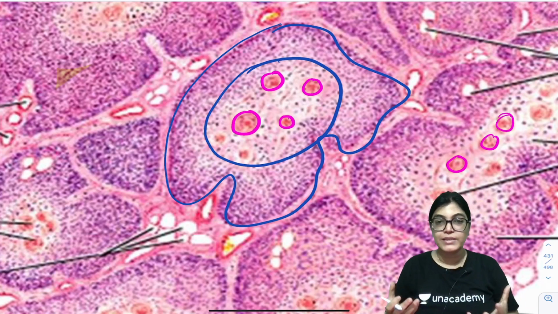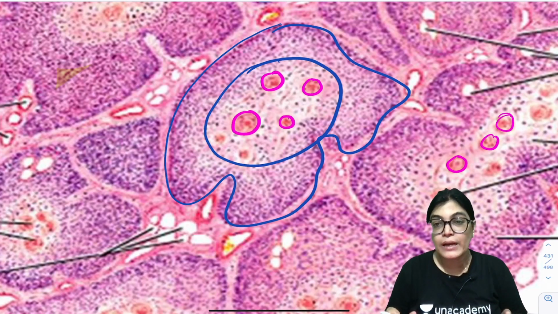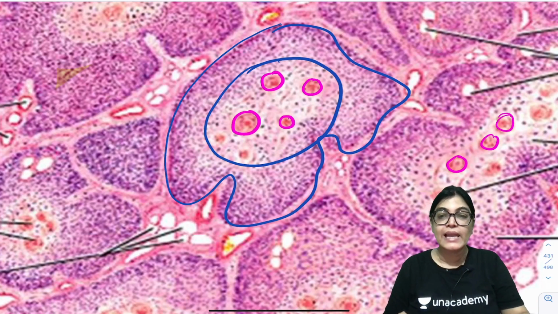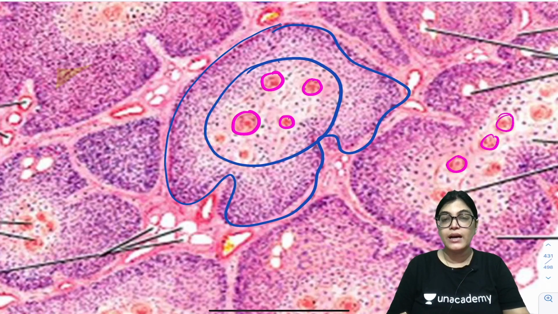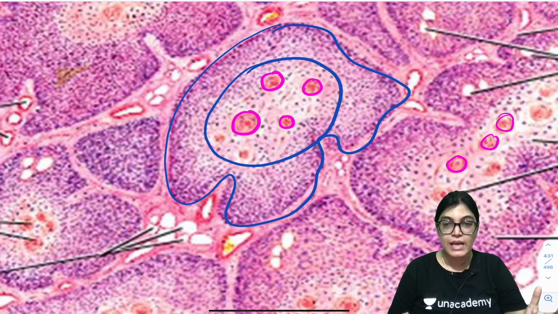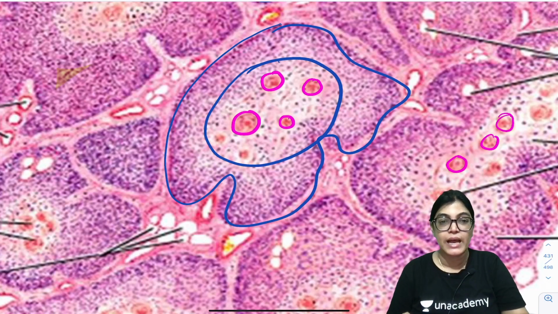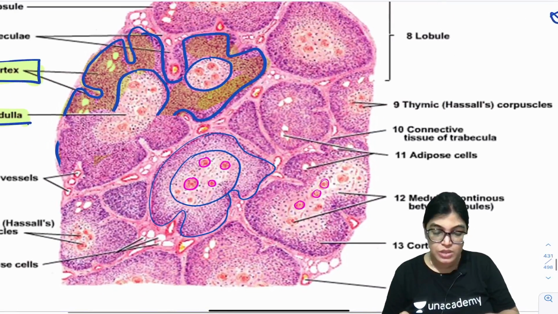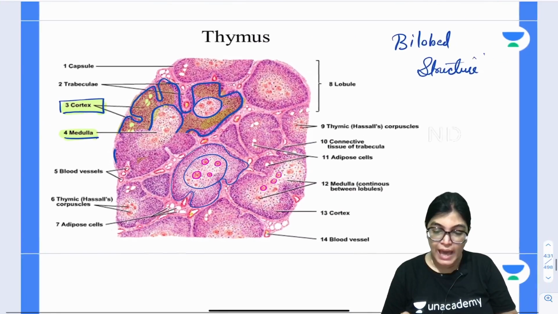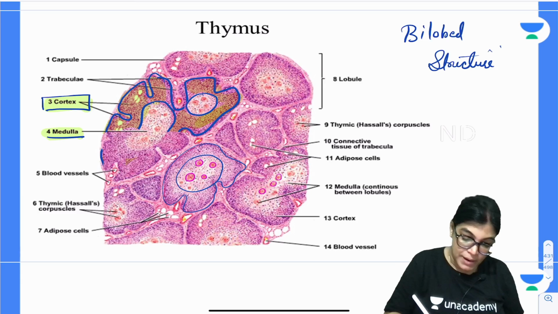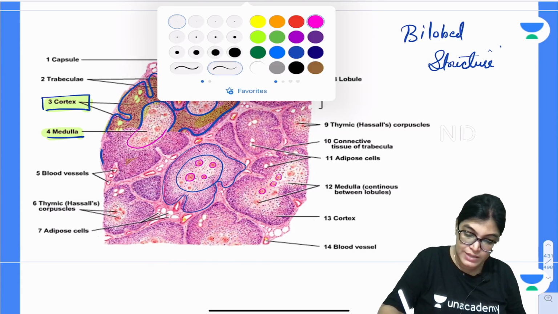The number of Hassall's corpuscles increases with age. It is a laminated, pinkish, eosinophilic body. The number increases in the elderly thymus gland. The exact function is still not known, but it is thought to supplement the function of the thymus gland. Research is going on, and this is one of the characteristic features. The presence of Hassall's corpuscles in the medulla part is the characteristic feature for identification.